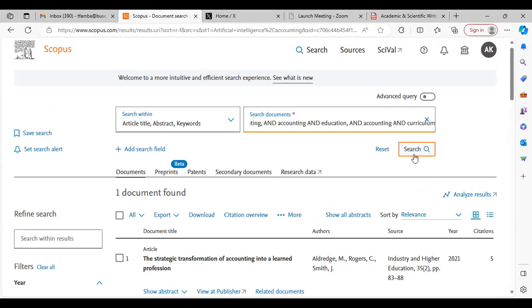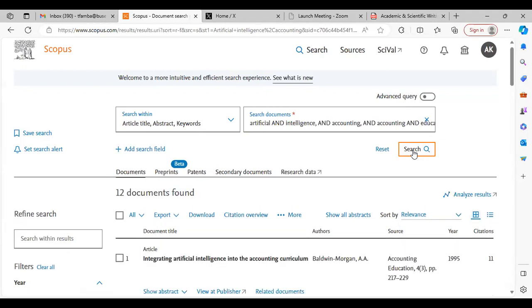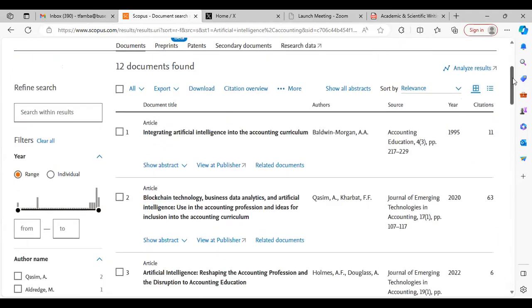Remember how to get this. We get this from some of the papers. For example, if we open this paper which has just come out, we can find the keywords that were used there. And then we add them, we try to search and try to get more papers. So let's try. We have removed one word. So you see, we now have 12 papers.